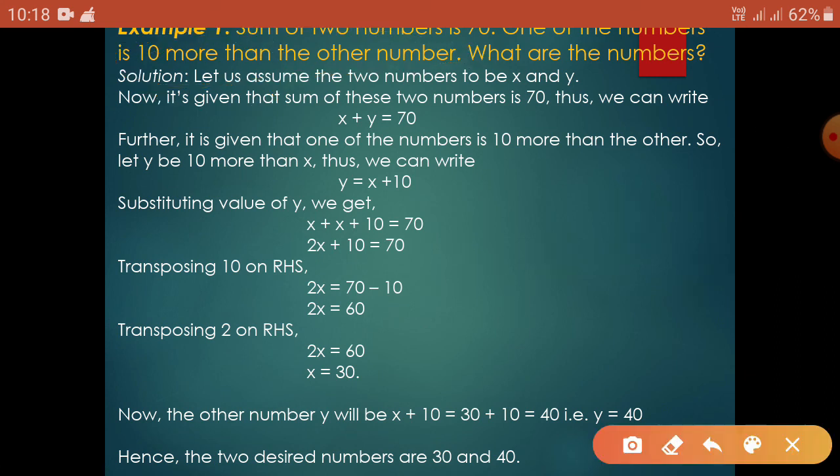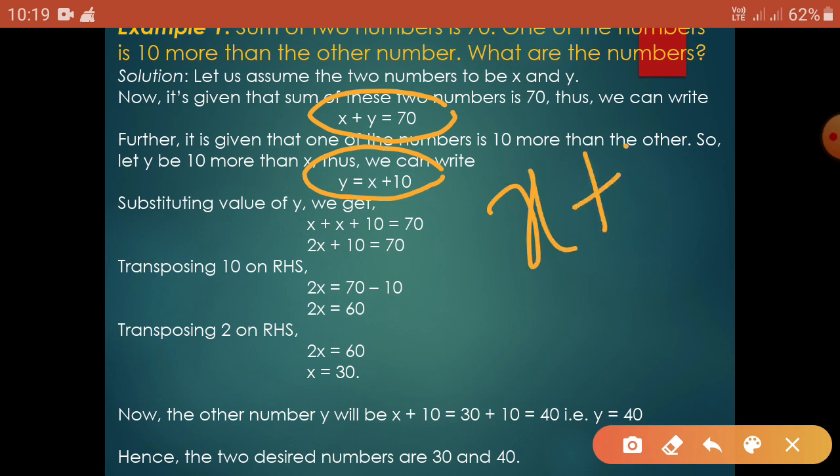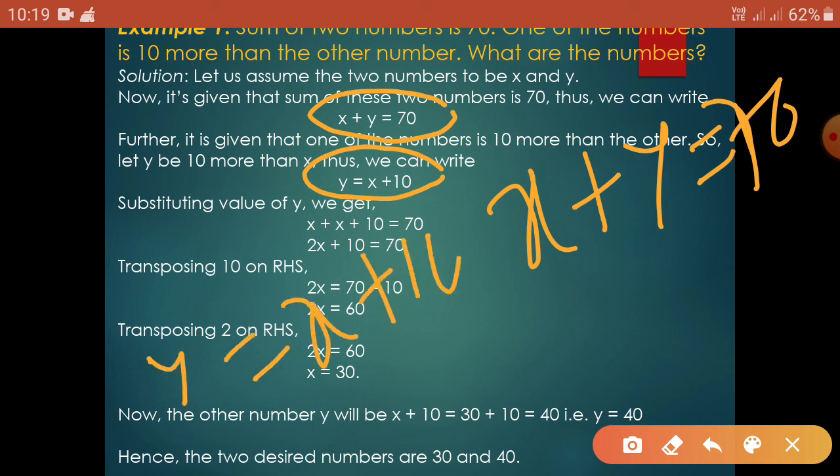Got it? So in the previous equation it was x plus y equal to 70, and then y equal to x plus 10, because one of the numbers is 10 more than the other number. So we can assume y equal to x plus 10. You can also write x is equal to y plus 10. So in the first equation it is x plus y equal to 70, and in the next equation y equal to x plus 10.